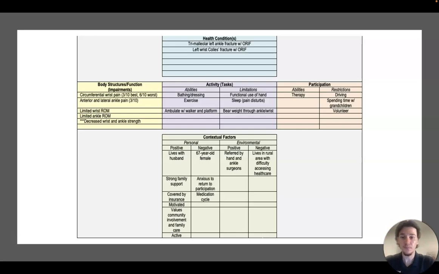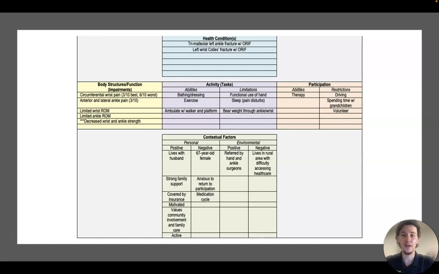And then her anxiety to return to participation may be a negative, as she may become physically able to return to her participation restrictions, but her mind might still be blocking her and she might be anxious about partaking in those activities for the first time again. So something to keep in mind as well.